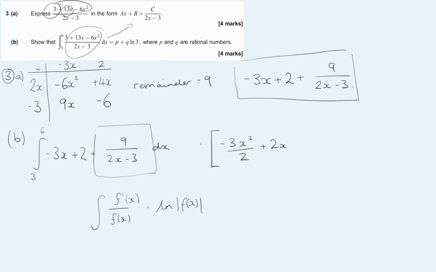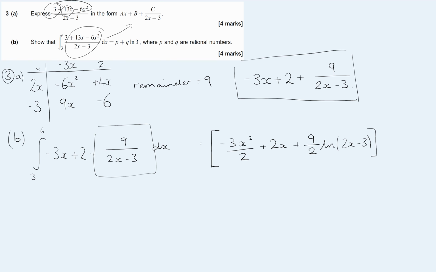So if you differentiate this denominator here, you get 2. Now we don't want 2, we want 9. So what do I need to multiply 2 by to get 9? Well, it's going to be 9 over 2. So 9 over 2 times by the logarithm of the denominator, 2x minus 3. And using that rule, I've then done my integration, which is worth the first 2 marks of this question. So let's remove that theory there.